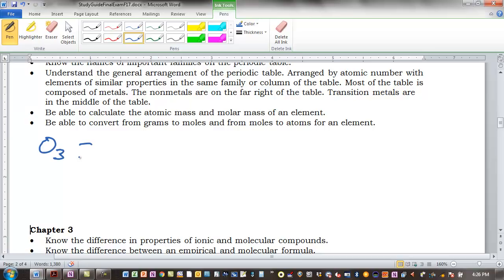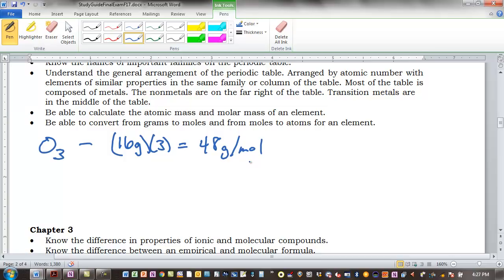So what would the molar mass of ozone be, if you have a periodic table with you? What's the molar mass of just an oxygen atom? It's about 16 grams per mole. We have 3 oxygens, so this is going to be about 48 grams per mole. That's just for an element, but obviously you need to be able to do that for a compound as well. Let's just do a quick calculation.